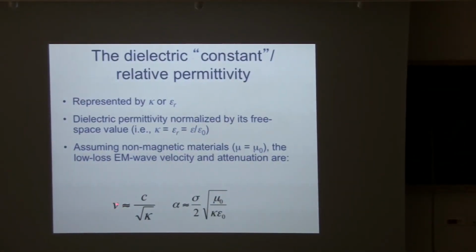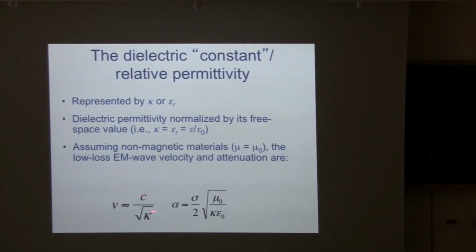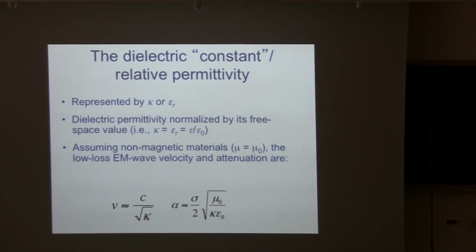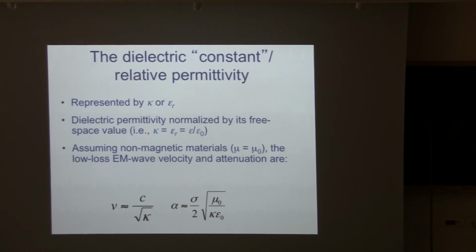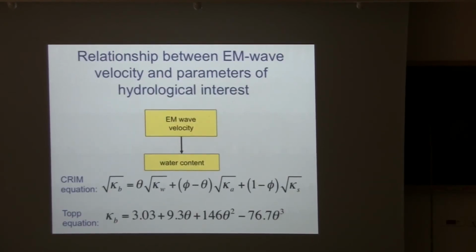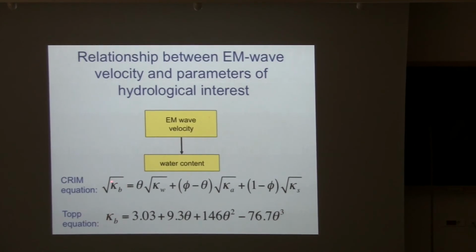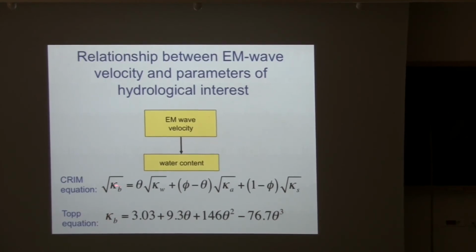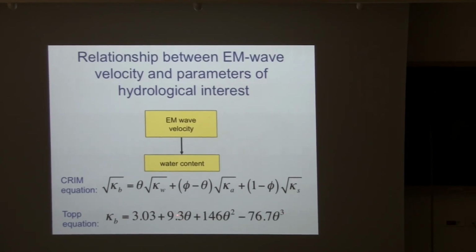The velocity is given by the velocity of light divided by the square root of the relative permittivity, or the dielectric constant. And here is what is very nice with GPR: your velocity is related directly to this dielectric constant. And the dielectric constant for soils is extremely well determined by the water content.